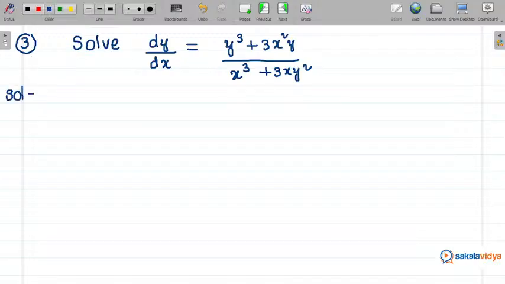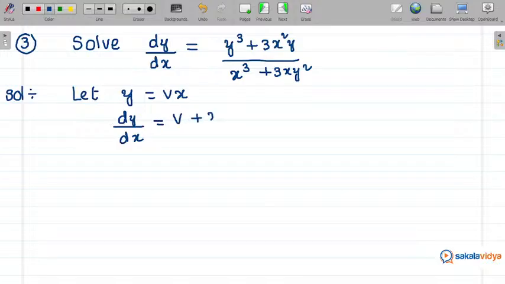Solution. The given one is actually a homogeneous differential equation, right? So directly let us write it. Let y is equal to vx. Differentiate both sides with respect to x: dy by dx is v plus x into dv by dx. Let us substitute these two values in the given equation.